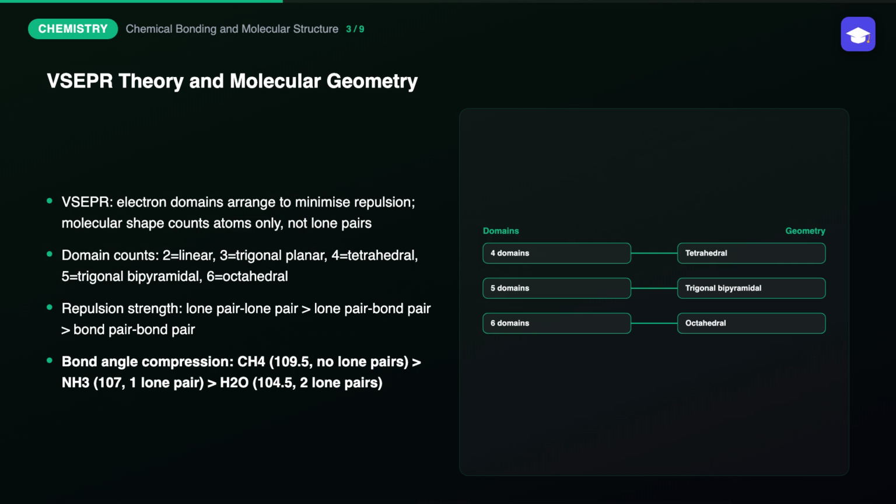And this specific repulsion hierarchy is exactly why water's bond angle, with oxygen having 2 lone pairs, compresses to about 104.5 degrees, notably less than methane's perfect 109.5 degree tetrahedral angle, with 0 lone pairs, and ammonia's angle, with just 1 lone pair, sits at an intermediate 107 degrees.